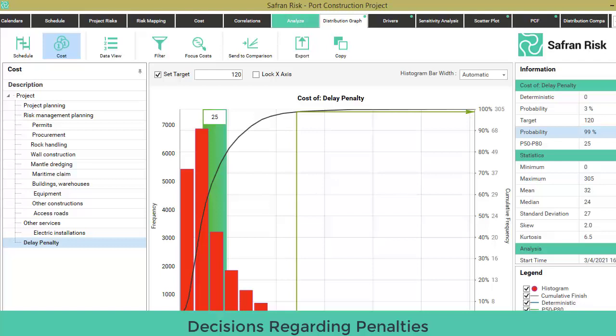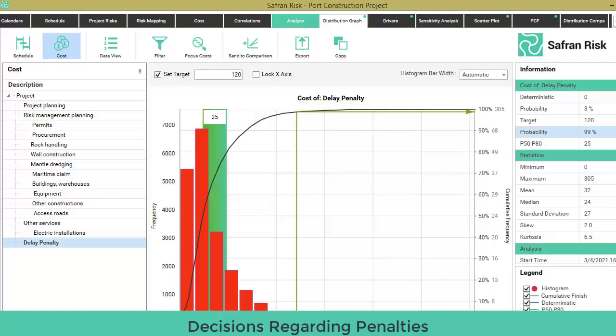To summarize, on the median case, penalties will amount to $49 million, and there's only a 1% probability that they will eat up all expected profits. But if you think that's a calculated risk worth taking, I recommend you should take it.